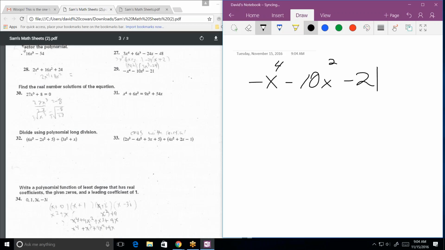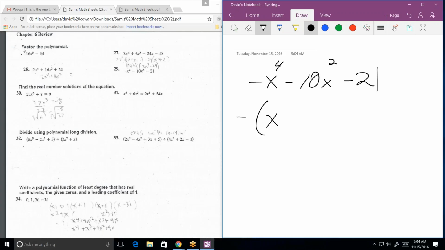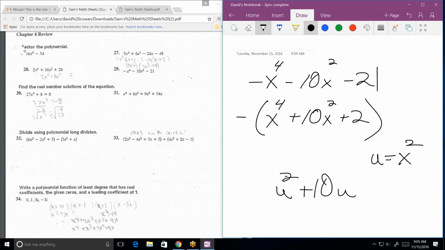First of all, let's take out the negative sign, because it's always difficult to deal with a negative sign when you're factoring what appears to be a quadratic. Now, why do I say that's a quadratic? Well, if I let u equal x squared, then what I have up here is u squared plus 10u plus 2, right? Well, I can use the quadratic formula on this. And it doesn't have rational solutions, but it certainly has irrational solutions.